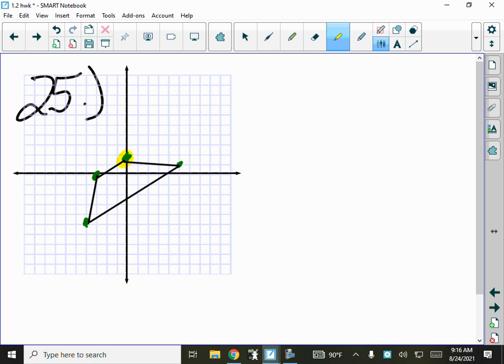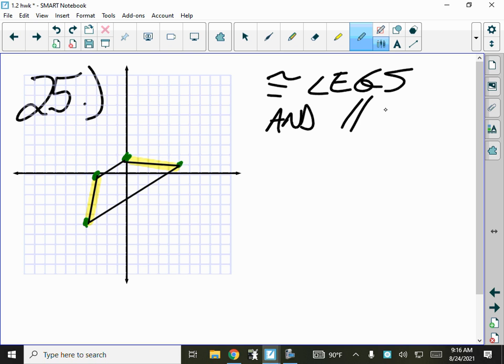Okay, so here's the deal. An isosceles trapezoid has congruent legs and it has parallel bases. So it's got to have congruent legs and parallel bases. Base 1, and base 2. How do you find the area of a trapezoid? 1/2 the height, parenthesis, B1 plus B2, but that has nothing to do with this.